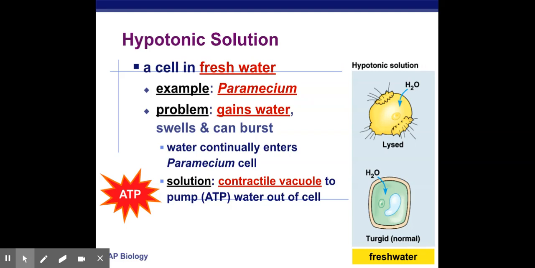So plants like this, they will not lyse or explode, again, in part because of the cell wall. It's going to keep it intact. So this is called turgid, which is what plants actually want to be in.